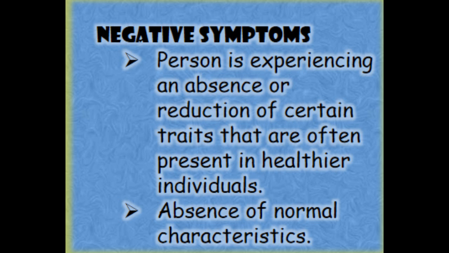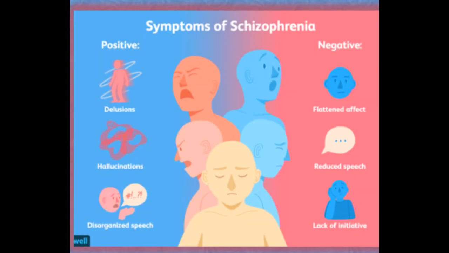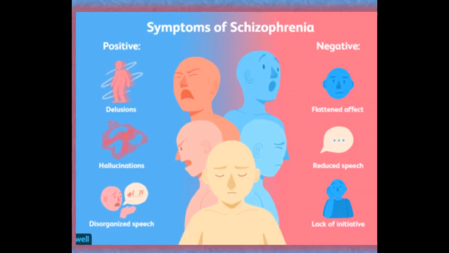Okay, so ano ba ang example nun? We have here the first one, flattened effect. So, ang ibig sabihin po niyang flattened effect na yan, yung hindi niya masyadong ini-express yung emotions niya. Okay, so kunwari, nagpapatawa yung teacher, pero hindi niya magawang ngumiti man lang or magawang tumawa. Okay, so yun ay isang negative symptom po ng schizophrenia.